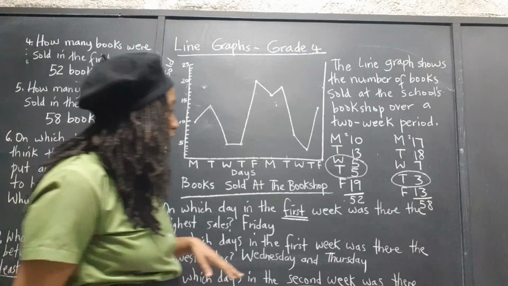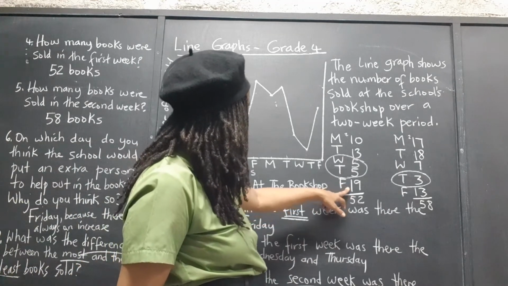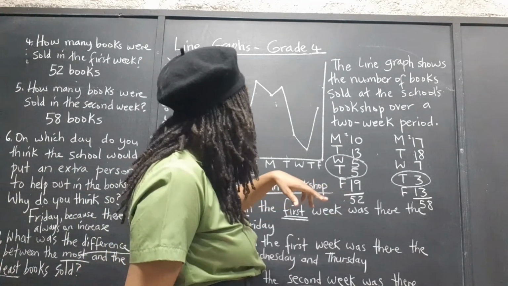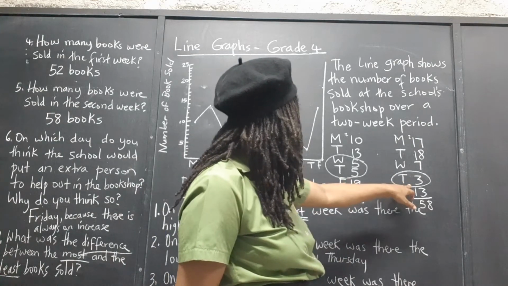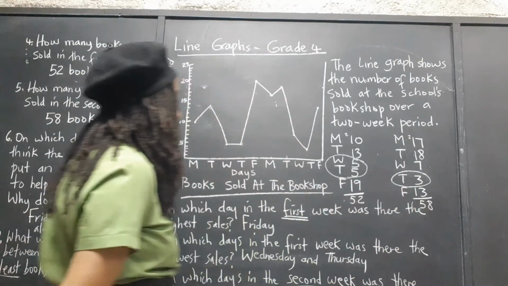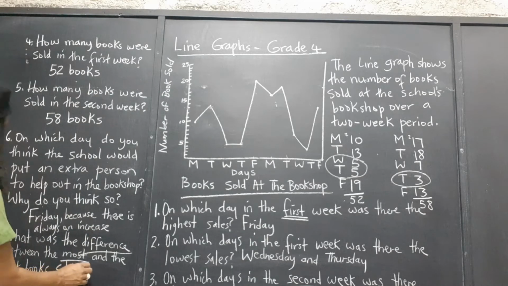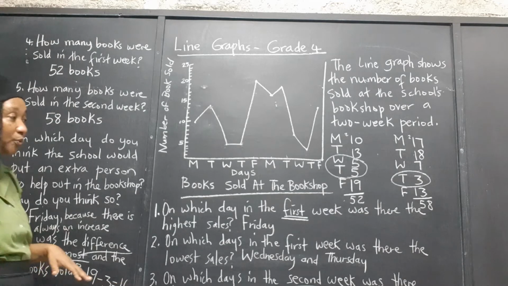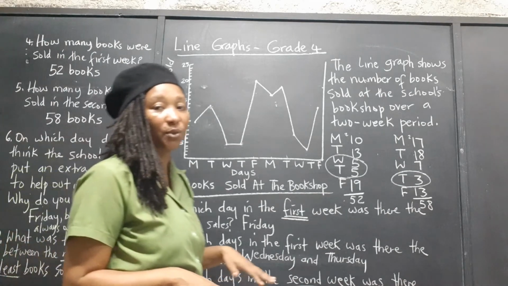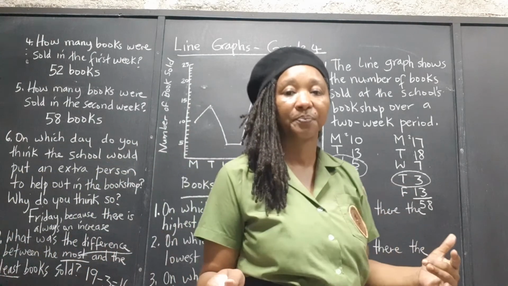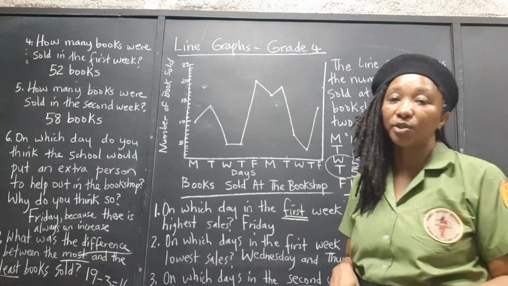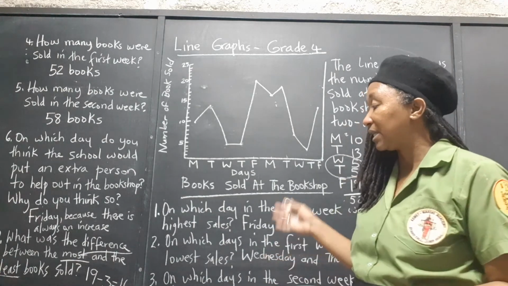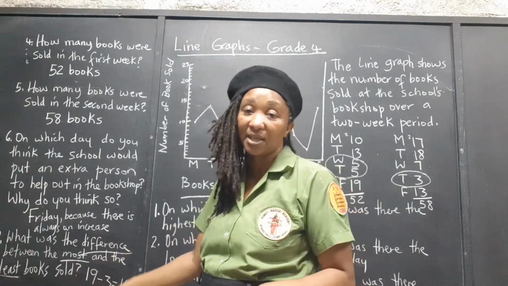So the most recorded was 19 and the least recorded was 3. So 19 take away 3, that's 16. The difference between the highest number of books sold during that 2 weeks and the lowest number of books sold during that 2 weeks was 16. That's the difference between them.